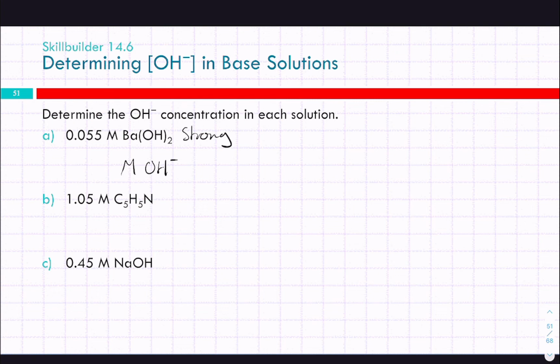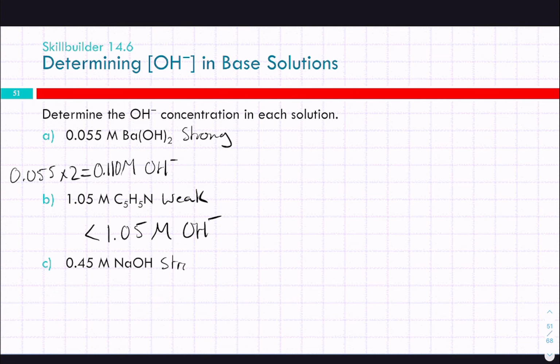Yeah, multiply the concentration, kind of like we do with the strong acids. Multiply the concentration of our base by the number of hydroxides. So here we take the 0.055 times 2, will give us 0.110 molar hydroxide. This one is a weak base. So again, analogous to acids, what would the concentration be? It would be less than 1.05. That's as detailed as we're going to get.